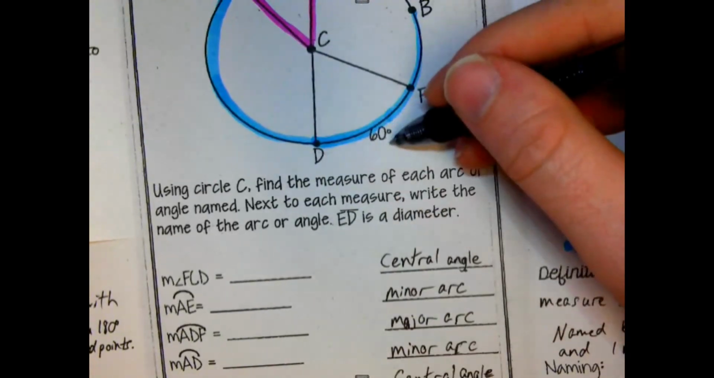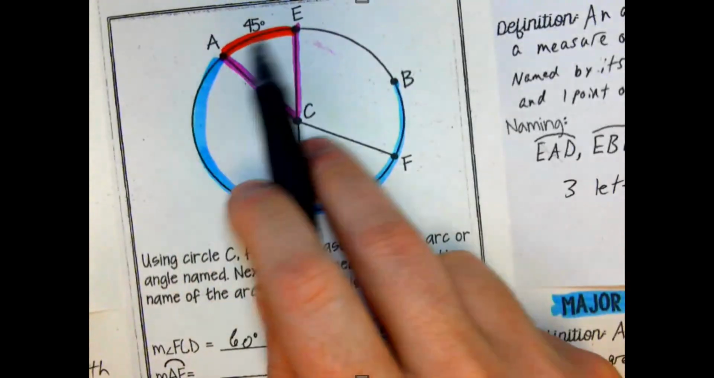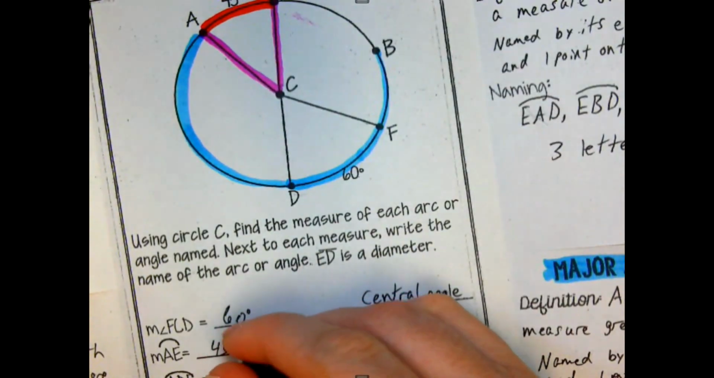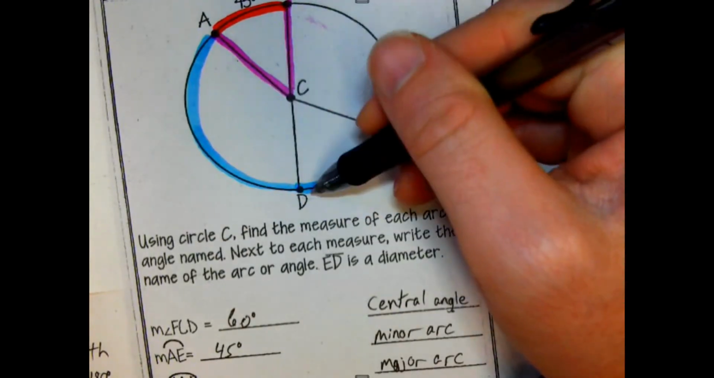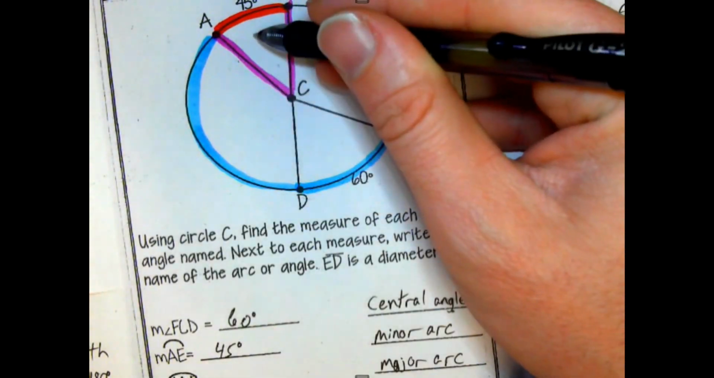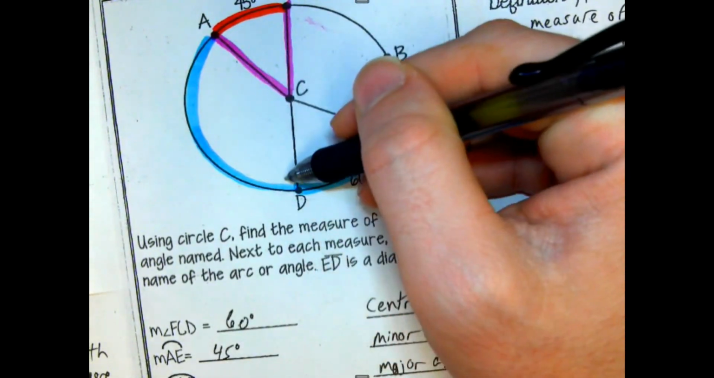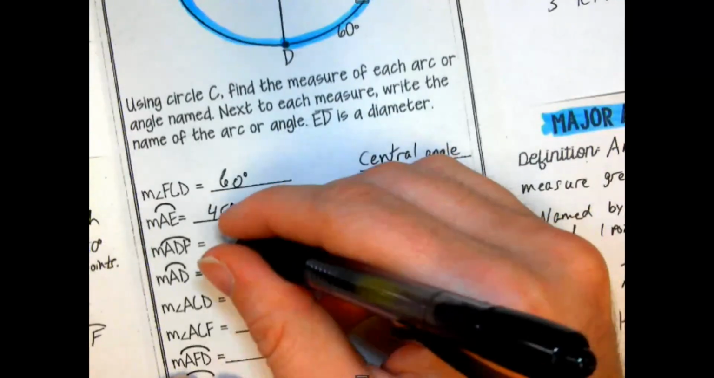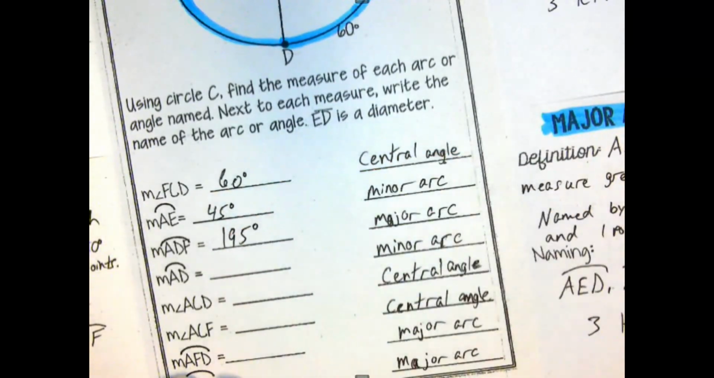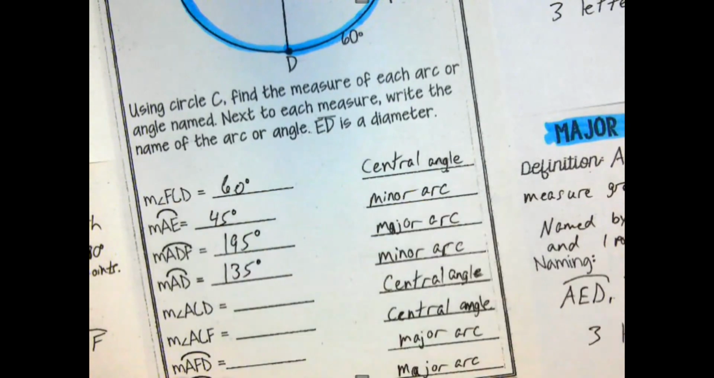Now, what are the measures of these things? So FCD, that's this one. That one's really easy. It's labeled for us. It's 60 degrees. Same thing with AE. It's labeled. It's 45 degrees. ADF is a little trickier, but we can figure it out. This is half of a circle, which is 180, minus 45 would be 135. So this is 135 plus another 60. So ADF, 135 plus 60, 195 degrees. AD, that one would make more sense to look at first, but we already know it's 135 degrees from what we did in the last problem.